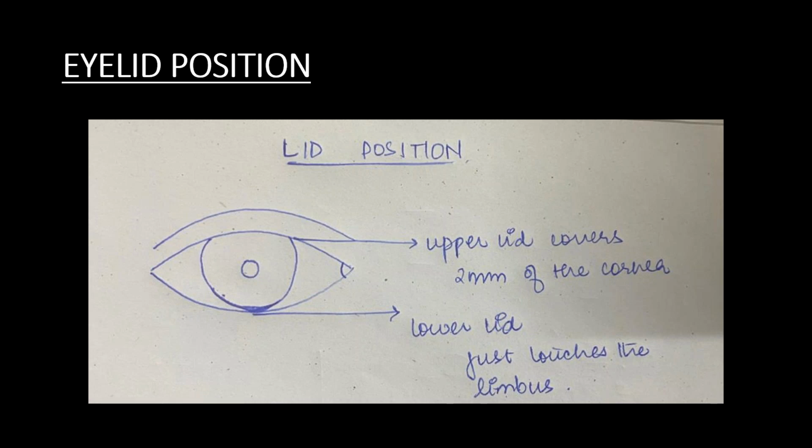The first and foremost thing that we see while examining the eyelid is the lid position. Normally, the upper lid covers the superior 2 mm of the cornea. That's the normal position of the upper eyelid. Whereas the lower eyelid will just be in approximation with the limbus. This is very important because it can tell you about a lot of disorders that can happen if the position is not in place, which we're going to discuss in the next few slides. So you have to remember that the upper lid covers the superior 2 mm of the cornea, and the lower lid just touches the limbus, just as shown in this diagram.